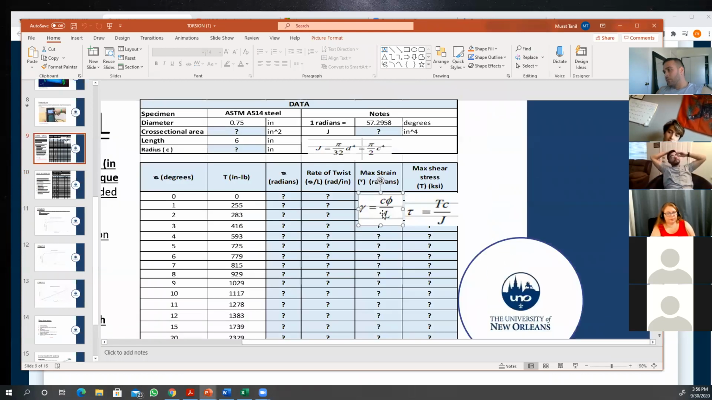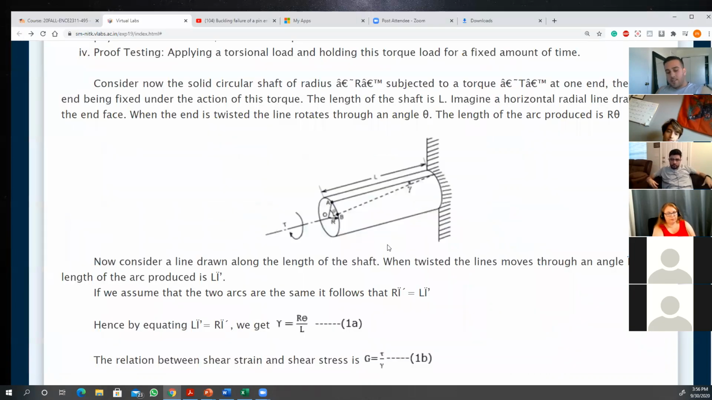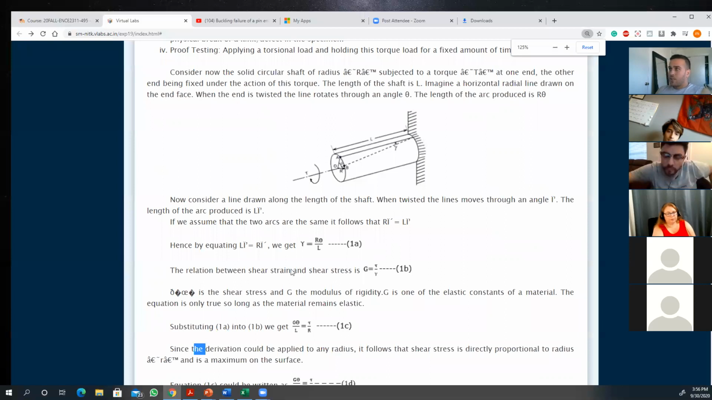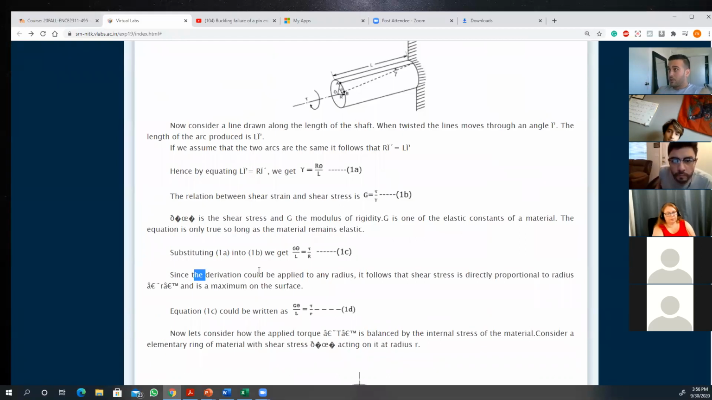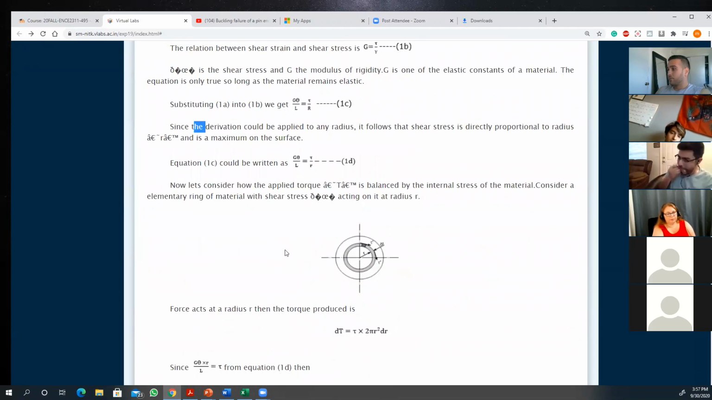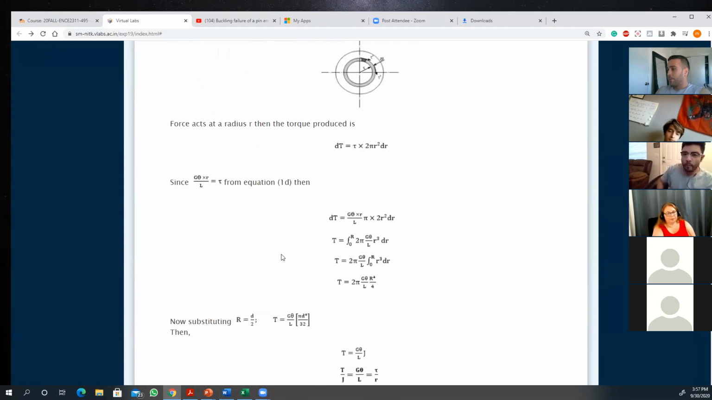Shear strain is the radius multiplied by the radians divided by the gauge length. If you cannot read these sections, you can just go to the PowerPoint, or to other files that are on Moodle, and you can replace these sections there. Okay, if that's the problem.